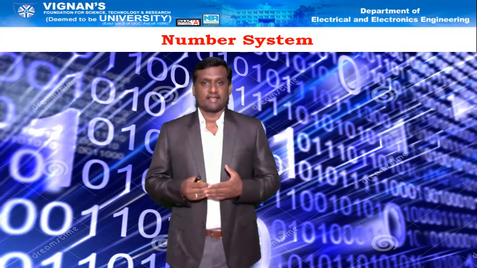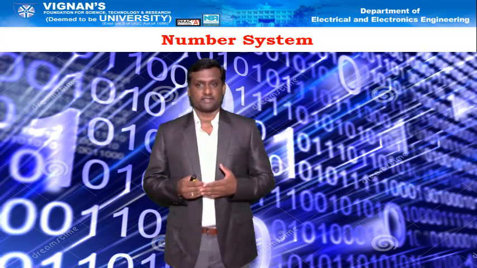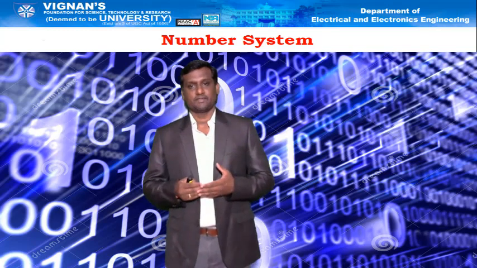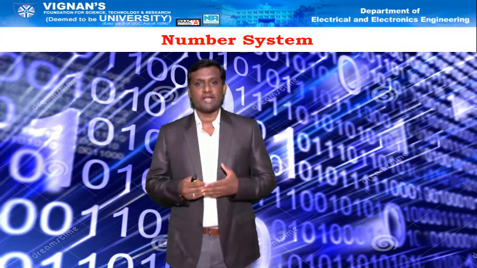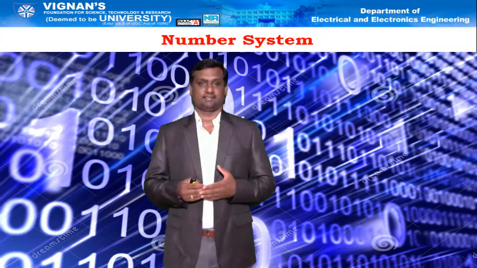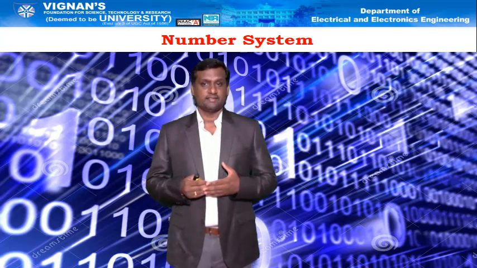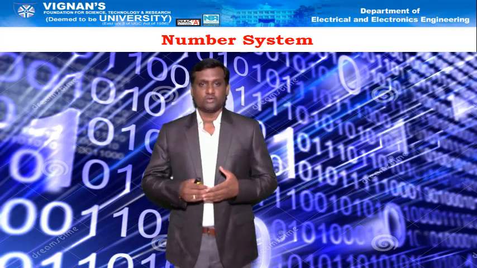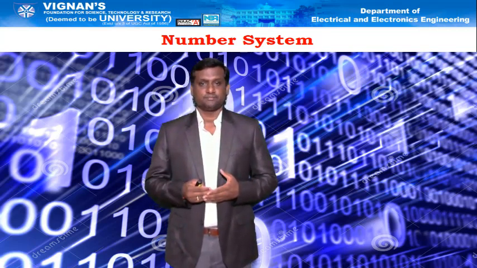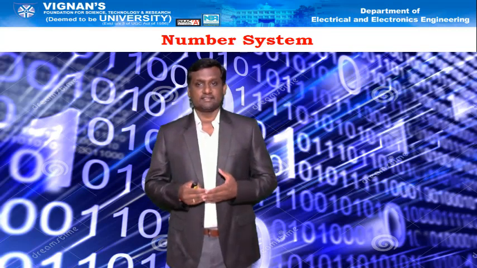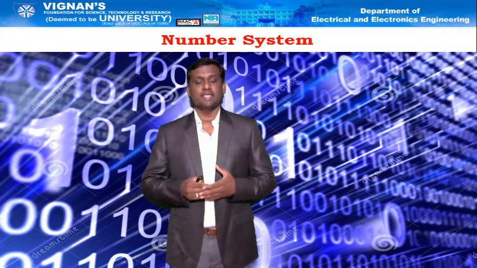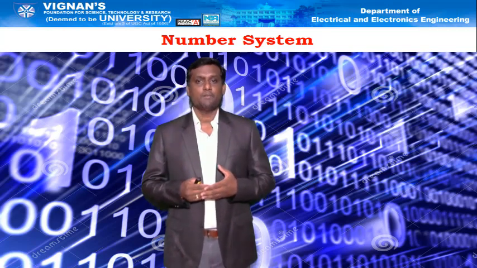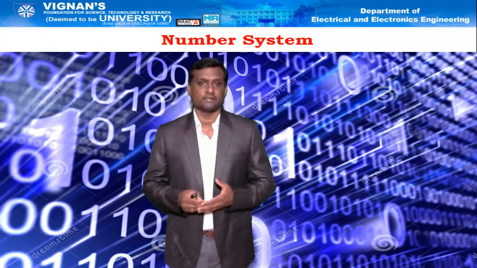Number systems can be classified into subsets on the basis of the base of that system. Base is also sometimes referred to as radix. So now the definition of base is: the number of digits which are available in the number system is called the base of the number system.